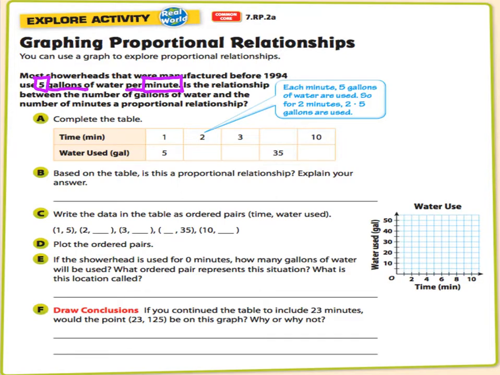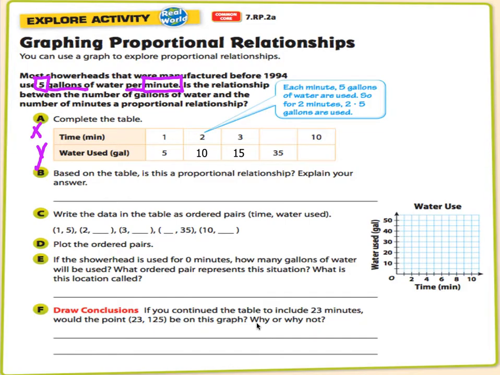All right, so I'm going to fill out my table here. So in 1 minute, it uses 5 gallons of water. So my dependent variable is the amount of water used, the gallons, because it depends on how much time I've used it. So my y is the water, and my x, my independent variable, is the time. So now in this case, if I shower for 2 minutes, I will have used 10 gallons of water with this particular shower head. If I shower for 3 minutes, I will have used 15 gallons of water.